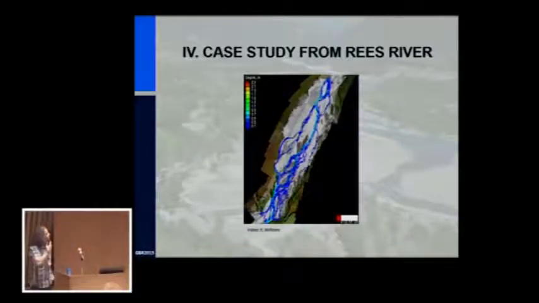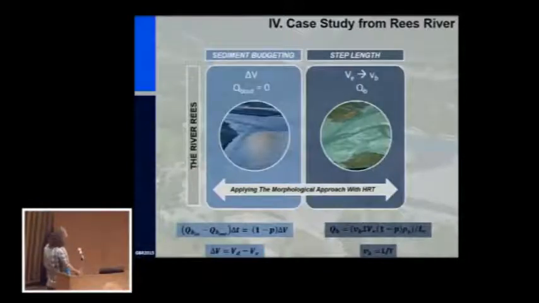So let's have a look at the case study. Let's have a look at this data set and see how we can get this from a high-resolution topography data set. Following the same structure of our talk, we will cover the sediment budgeting and the step length. What we will try to do is use the data set to estimate a sediment flux through the sediment budgeting approach, in which the objective is to calculate changes in the storage of the entire river reach, looking at a reach in which we can say that the sediment output can be considered zero.